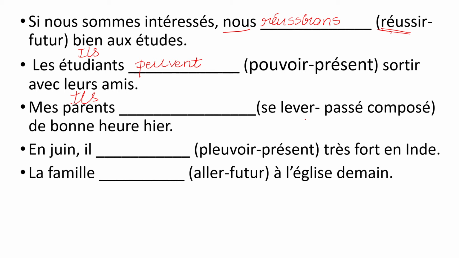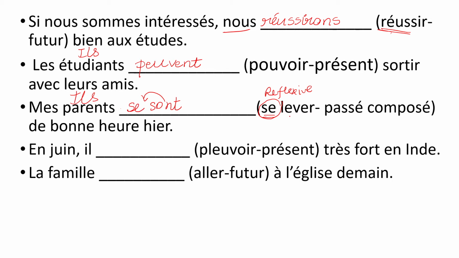Now se lever, you have to put into the passé composé. Please remember, se lever indicates to you that it is a reflexive. Okay, so you have to treat it with a little caution. The moment you see that it is reflexive, you need to understand that you have to use être and not avoir. So conjugate être in the present for il, it is sont. Okay, then the reflexive component of it comes before être conjugated. So for il, the reflexive component remains se.